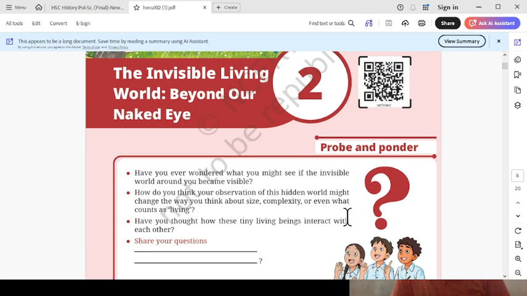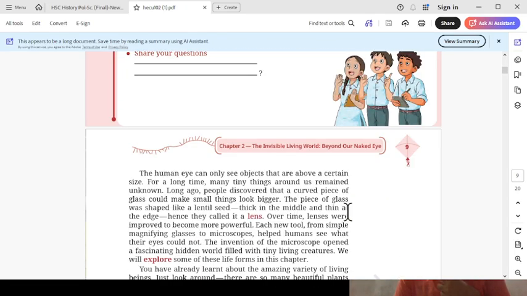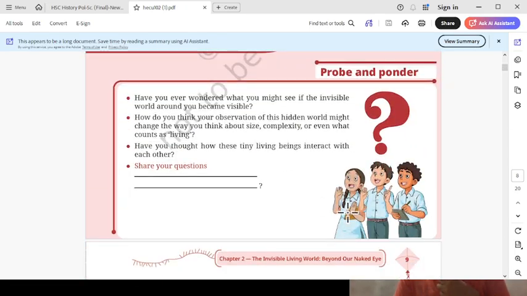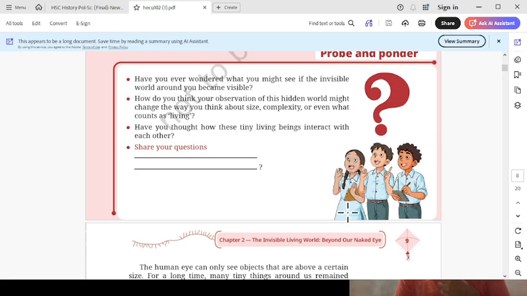So firstly we discuss Chapter 2, the invisible living world beyond our naked eye. In this chapter, first we solve some questions. First question: have you ever wondered what you might see if the invisible world around you became visible?